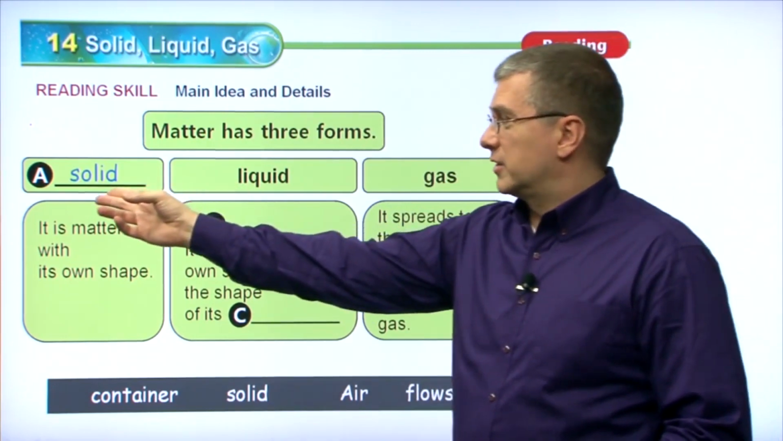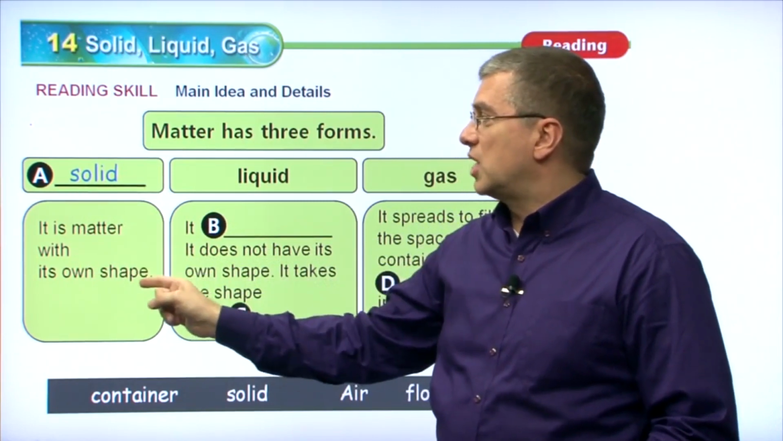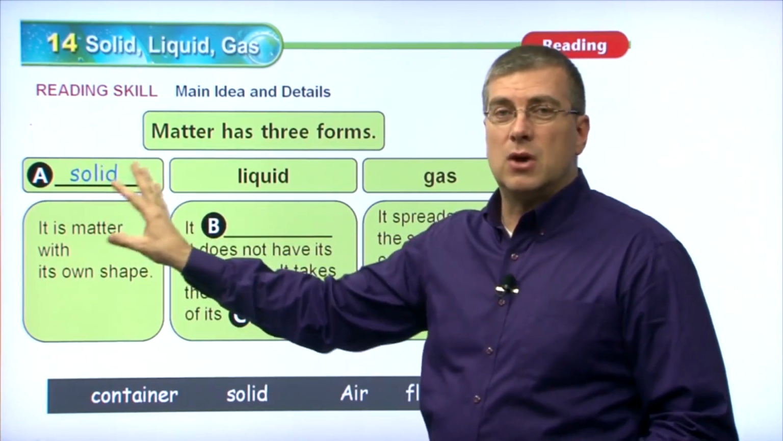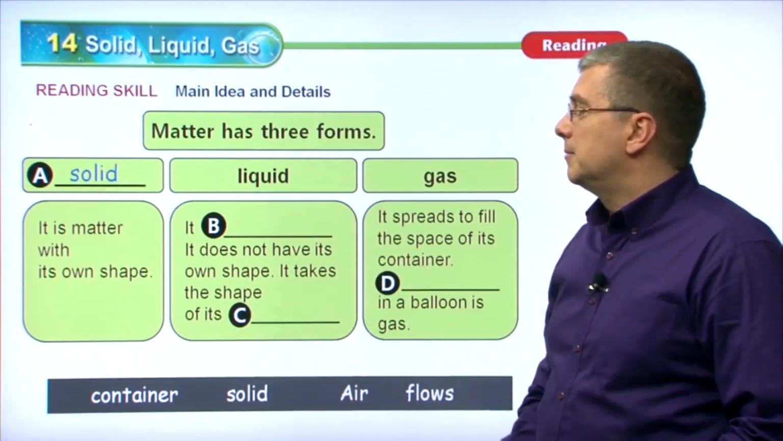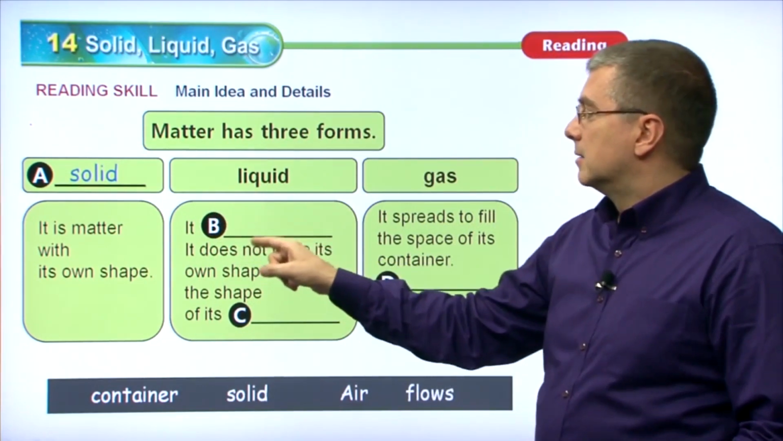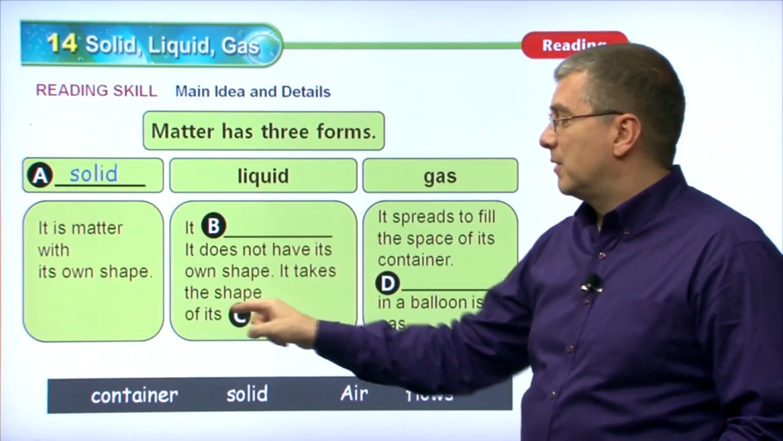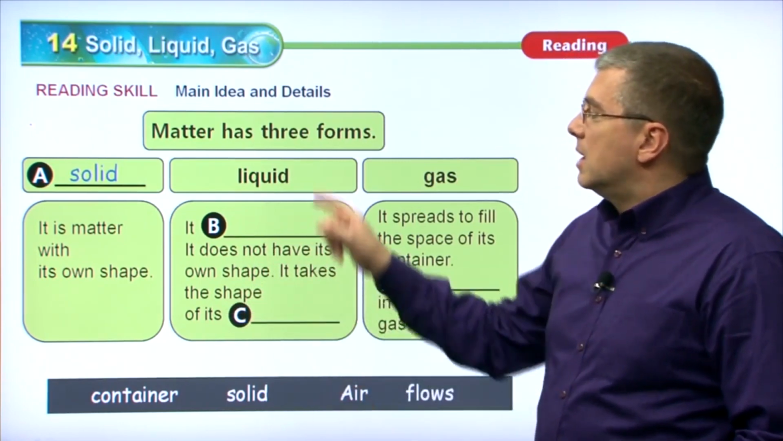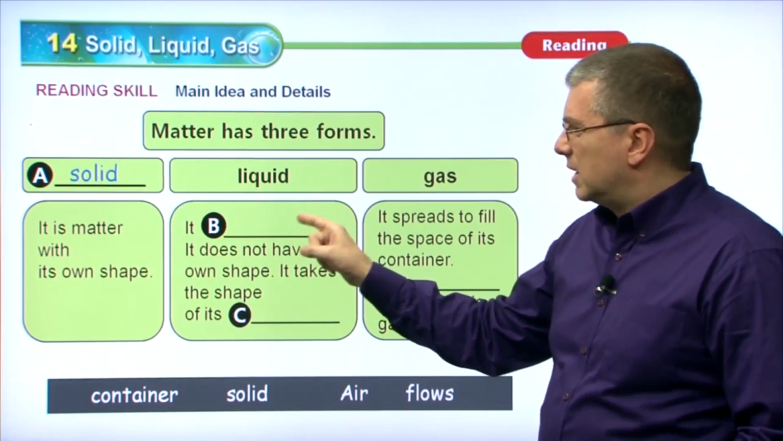Over here, let's just practice. We see solid. Solid is matter with its own shape. That fits, okay? Then we come over here to liquid. Liquid, blank, it blank, right? We have something here. It does not have its own shape. It takes the shape of its blank. Okay, so let's see, what could fit into the blank?